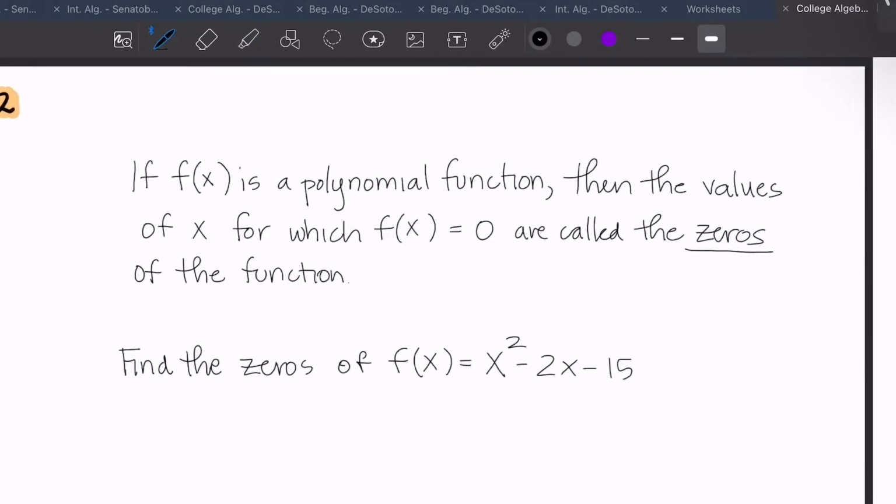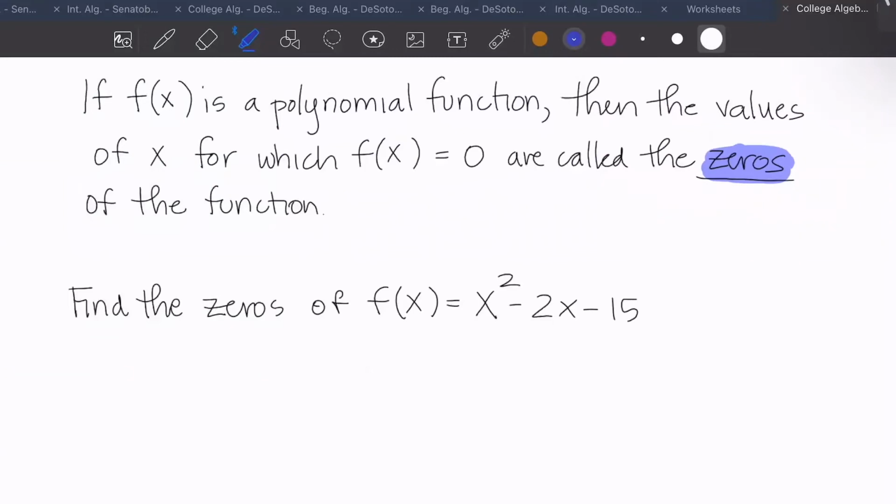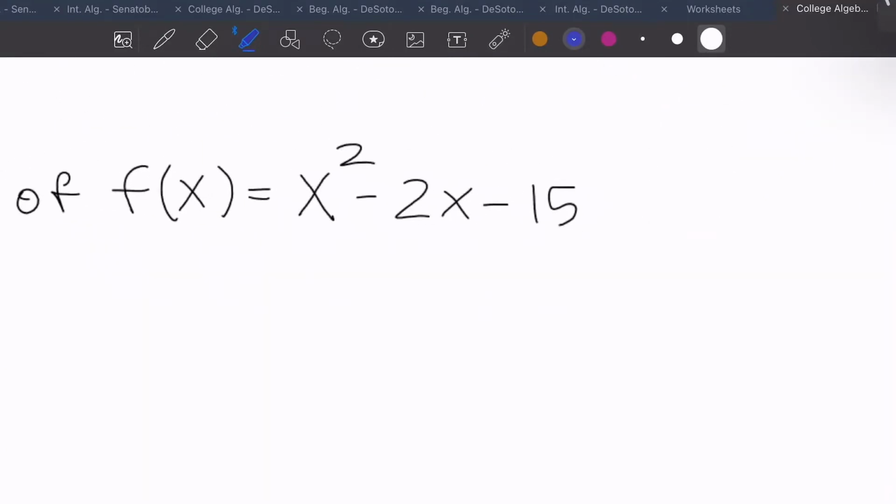All right, so this is section 3.2, and this is all about finding zeros of functions. If f of x is a polynomial function, then the values of x for which f of x equals 0 are called the zeros of the function. So the way that we're going to find them is I'm going to give you a function and say find the zeros.